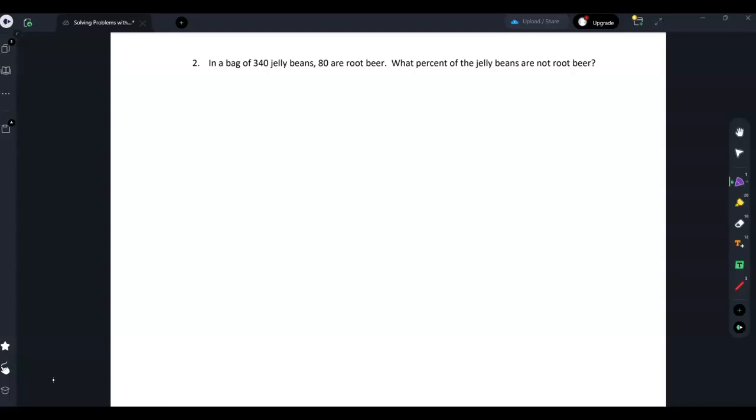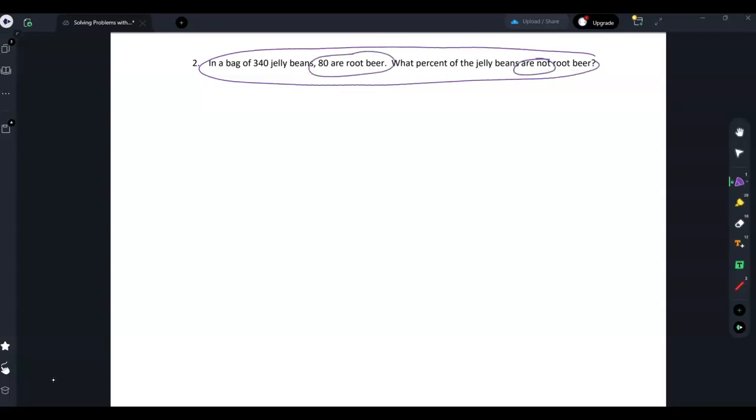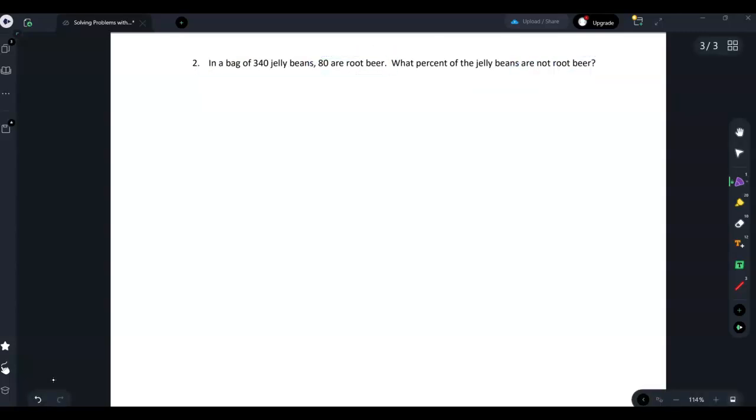So really, when you add the translation method and the proportion method to the way that you could approach this whole thing, where it's giving you the number that are root beer, but then it's asking for the percent that are not root beer, right? So when you add the different approaches that you could take with that, there are a lot of different ways that a student could approach this problem, right?